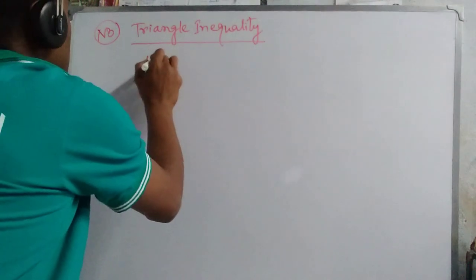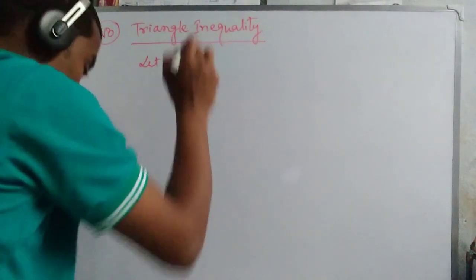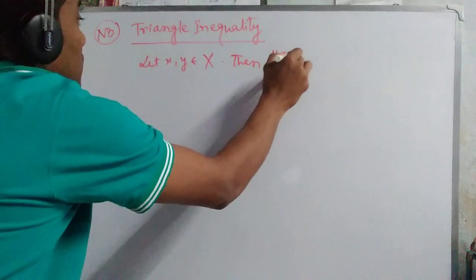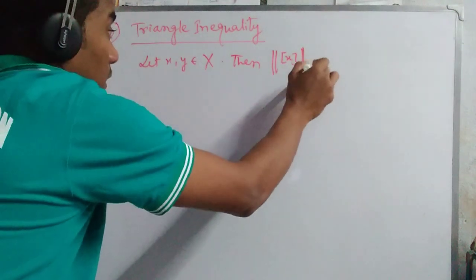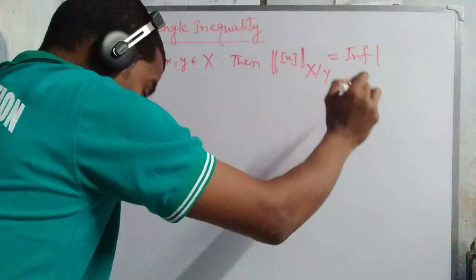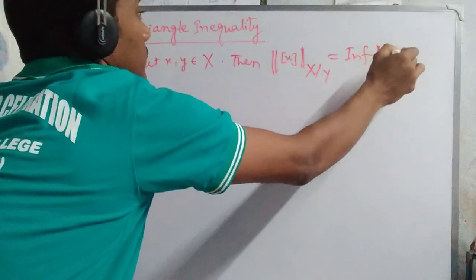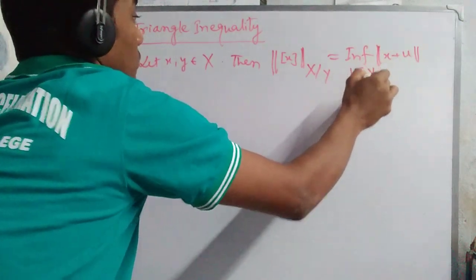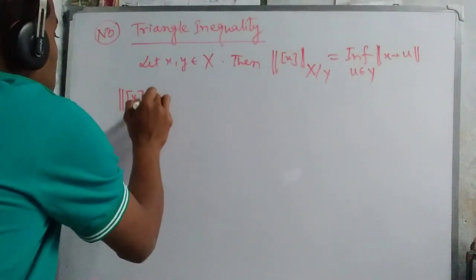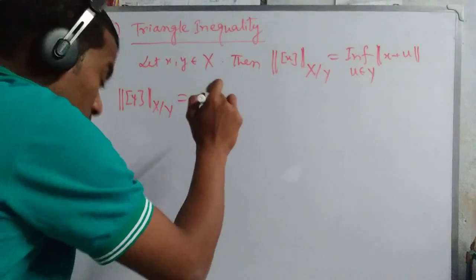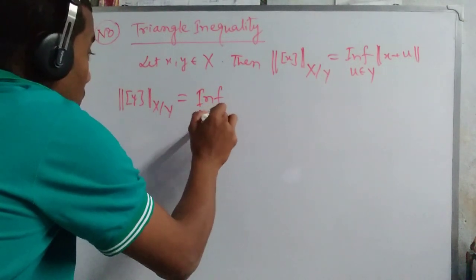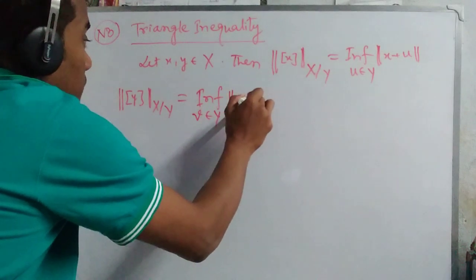Here we write let x, y belongs to X. Then what happened? Then we know about that this one. Okay, x quotient y equal to what, infimum of norm of x plus u. Here u belongs to y, and here norm of y, here y quotient y equal to infimum of v belongs to y, here norm of y plus v.